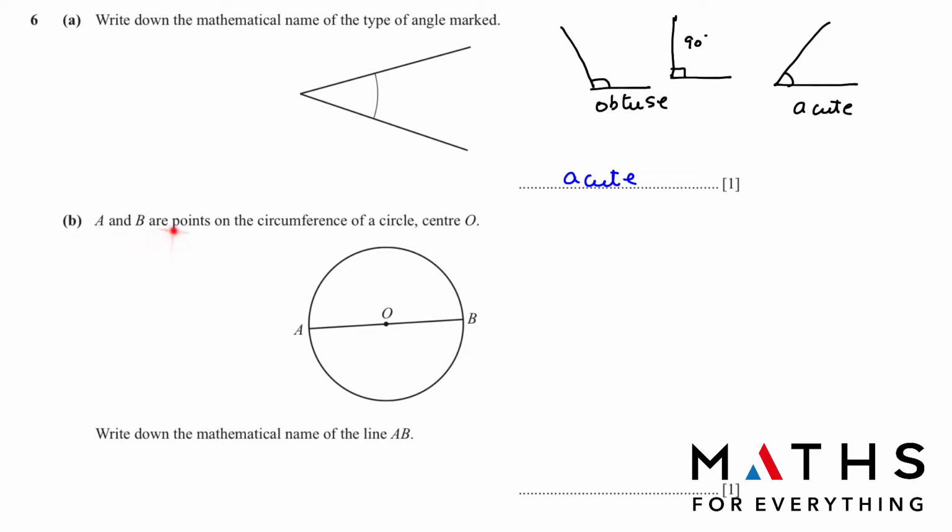Part B. A and B are points on the circumference of a circle, center O. Write down the mathematical name of the line AB. If you have 2 points on the circle and they are joined by a line passing through the center, then that is a diameter.